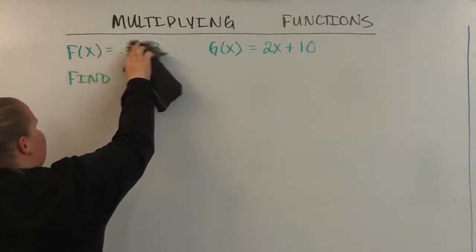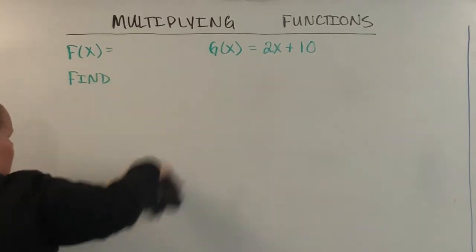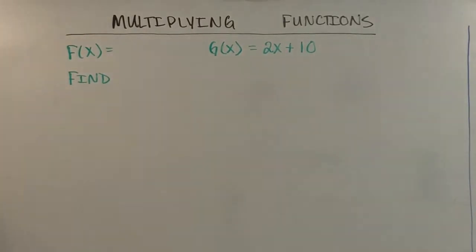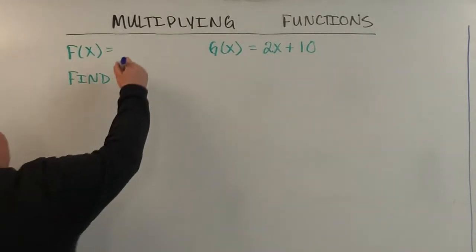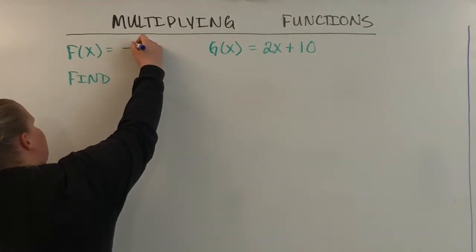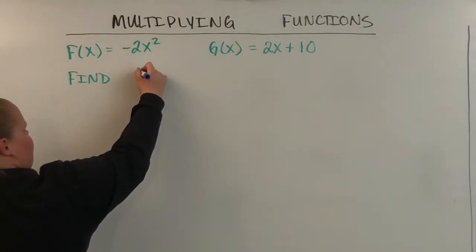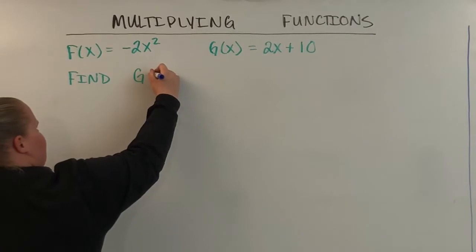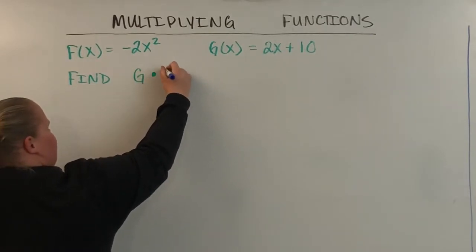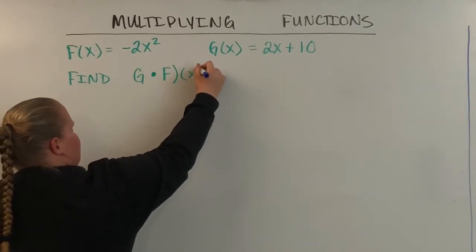Try another example. I'm just going to change f of x to negative 2x squared. And we're going to find g times f of x.